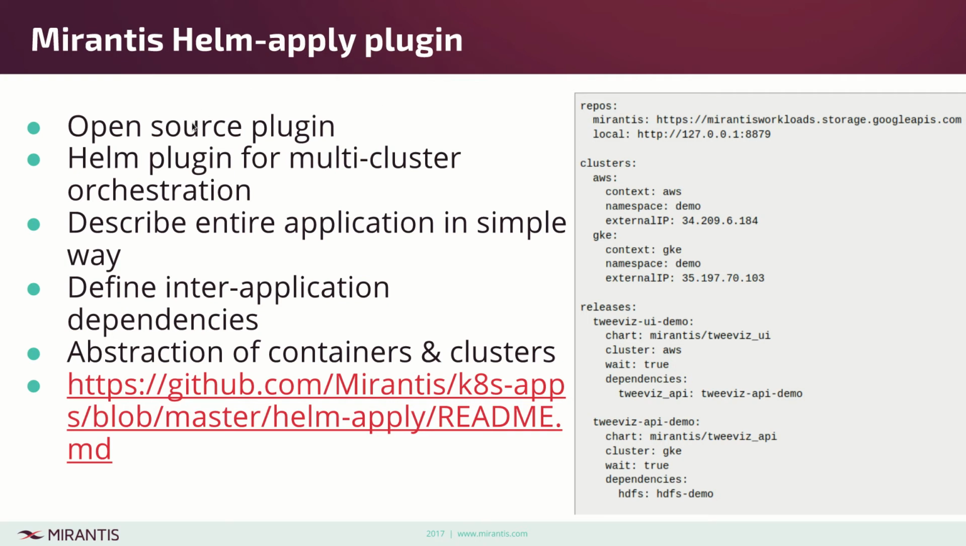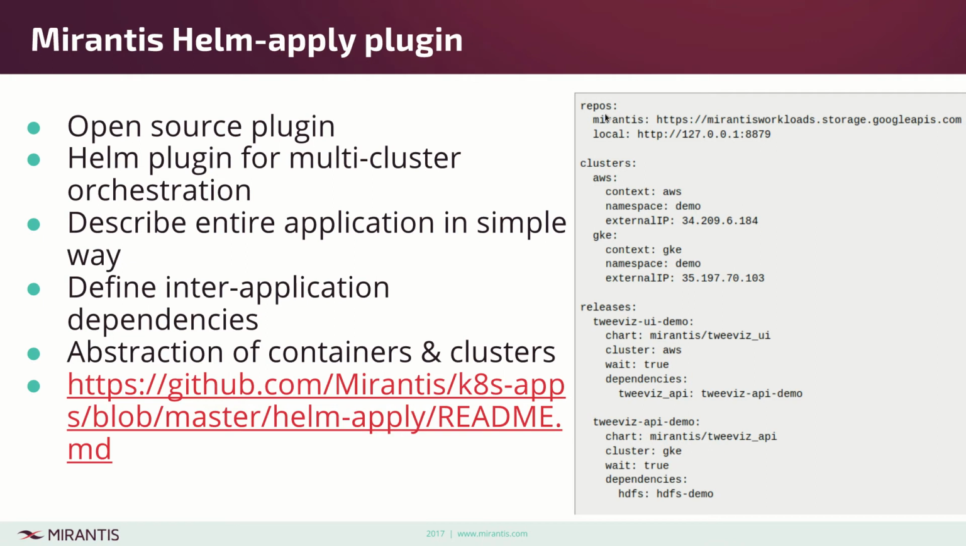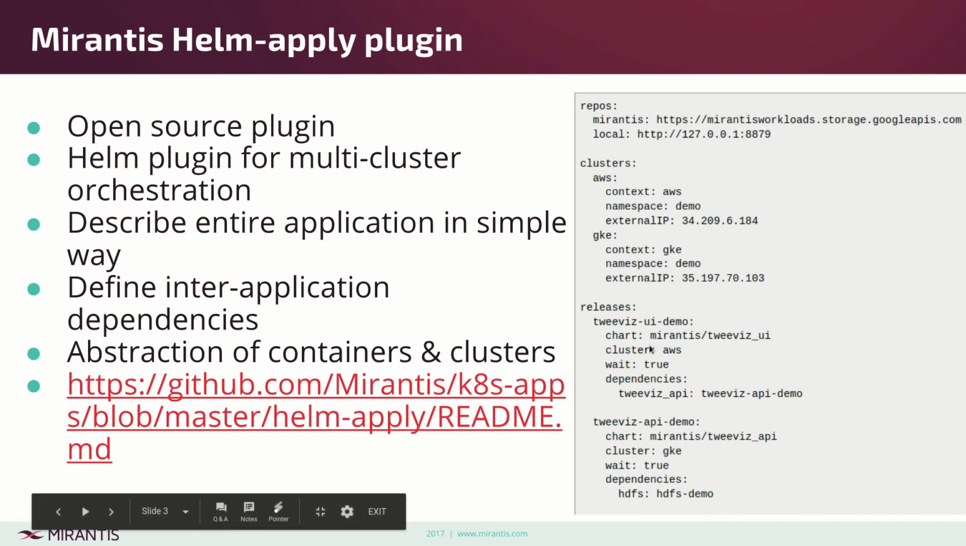open source plugin for multi-cluster orchestration called Apply, which should allow you to describe the entire application stack in a simple way and define inter-application dependencies. So it's like an abstraction for containers and clusters. So here is the link which you can check. I will put it into the video description. As you can see, you define the Helm charts repository, the clusters which you want to use, and then just releases with references and dependencies on each other, which you will see in my demo.